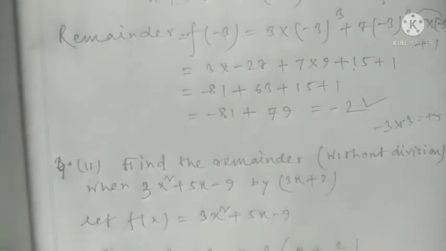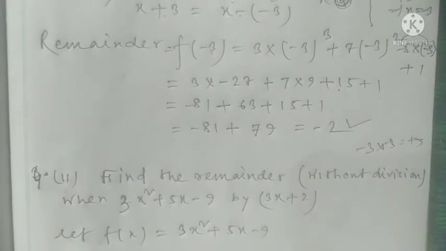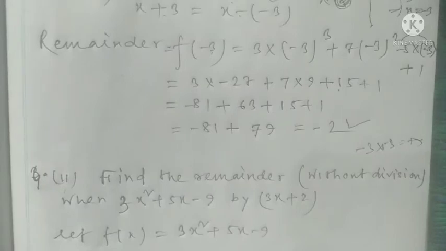Okay, question number 4. Question number 4, you have to read the question. Find the remainder without division when 3x square plus 5x minus 9 is divided by 3x plus 2.